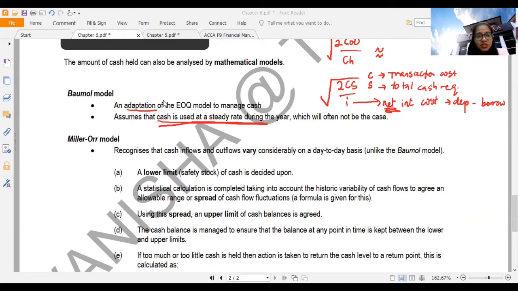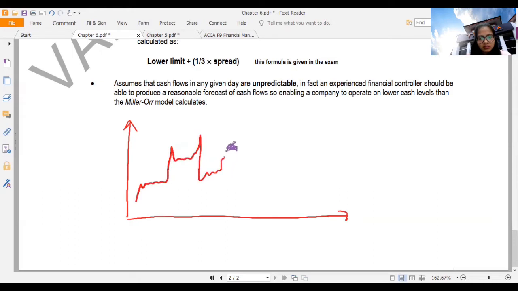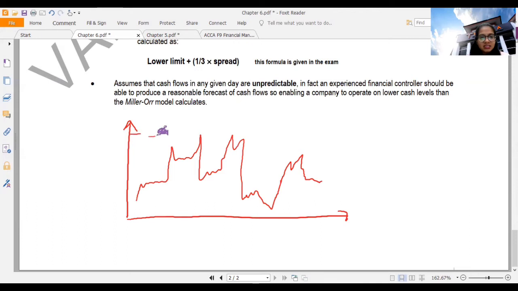All right. So normally when you do a Miller-Orr model, I love to draw this for you, even though my drawing is not really that great. So your cash, okay, it's a very terrible drawing, but the point is this is your daily fluctuation of cash. That means your cash fluctuates on a day-to-day basis. Now, why is it important to identify your cash fluctuation on a day-to-day basis? Because by doing so, you are able to identify the highest amount of cash that is required by your company and the lowest amount of cash that is required by your company. So the higher cash balance is what you call the upper limit, and the lower cash balance is what you call the lower limit.